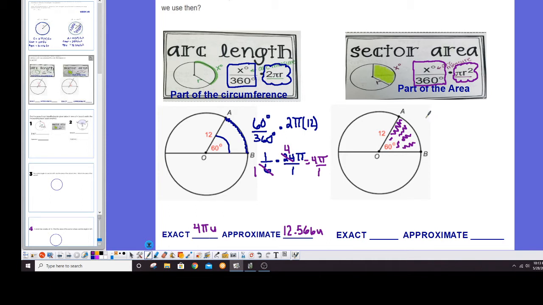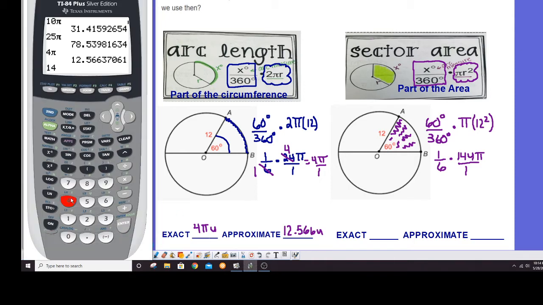We're still working with the same part, the same equal part here. So it's 60 degrees over 360 degrees. But we're going to multiply it now by the area of the whole circle, which is pi r squared. So once again, I have 1/6 of the circle times 144 pi. 12 squared is like saying 12 times 12. So I would do the same thing here. Now 6, I think, goes in evenly to 144. 144 divided by 6 gives me 24.